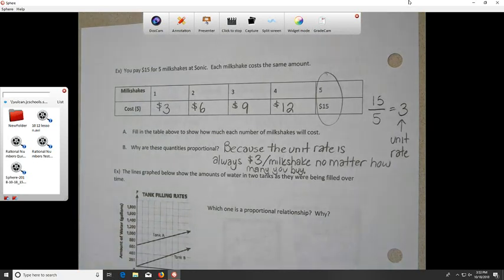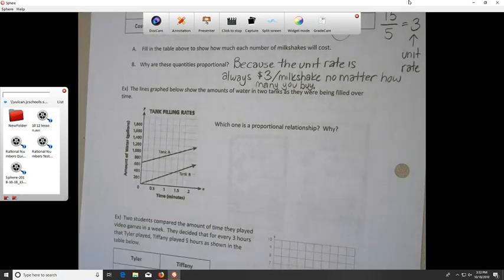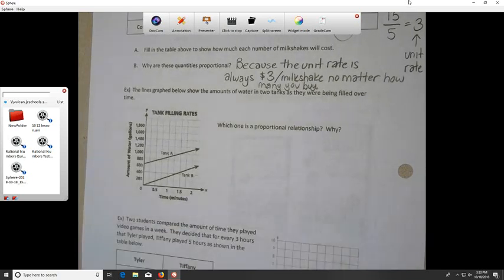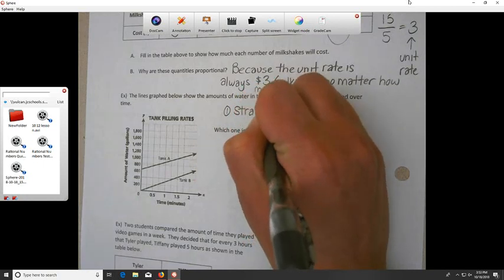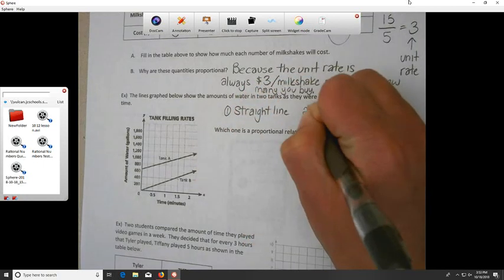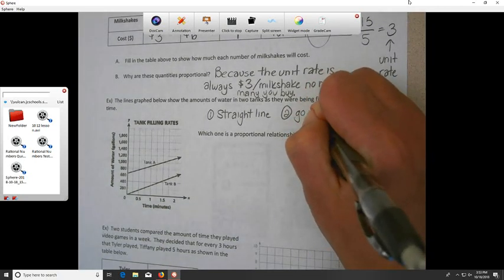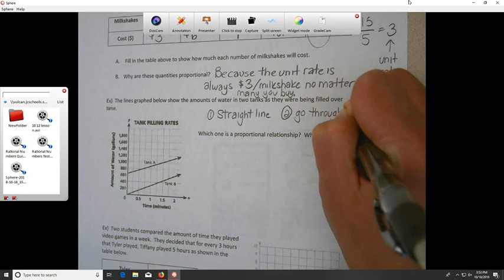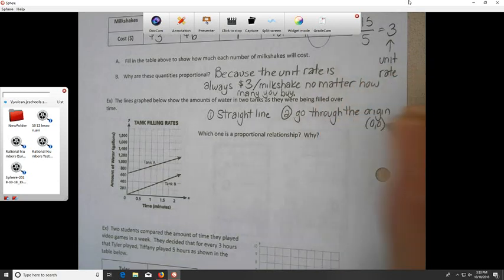The next thing we looked at in this chapter was if you have a graph, how to tell if that is a proportional relationship. So when I look at a graph, there's two things that I'm looking for to decide if it's proportional. All right. First thing is it has to be a straight line. Second thing is that it has to go through the origin, which is just the point 0, 0.